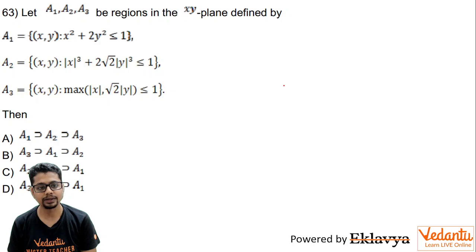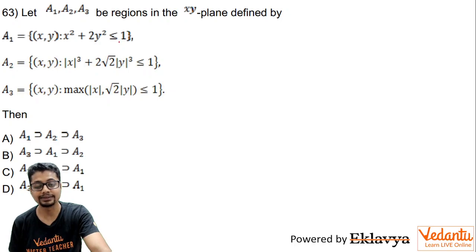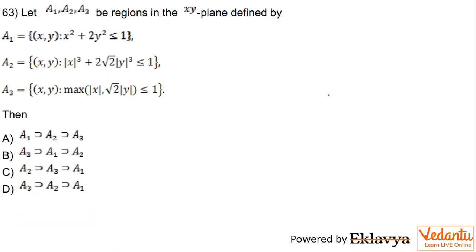So we have to comment on which set or which region lies in which other region. Basically we'll be plotting these curves by considering equality, and for less than or equal to we would deduce accordingly. So you can see the options clearly here.